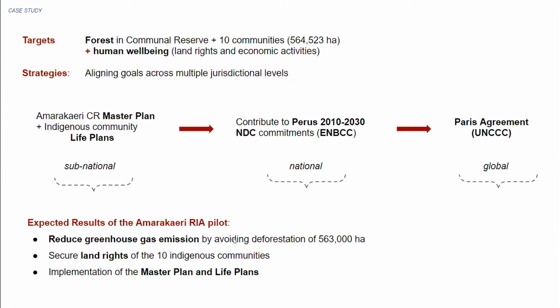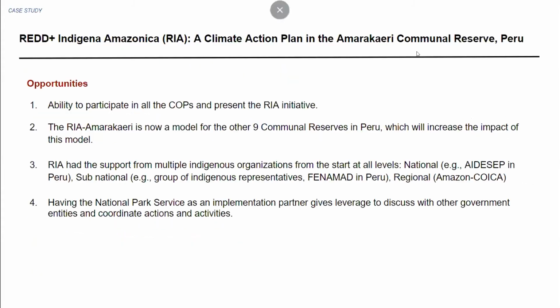So the expected results are to reduce current greenhouse gas emissions by avoiding deforestation of all the forests in the communities plus the protected area itself, secure the land rights of the 10 indigenous communities, and implement these master plans and life plans. So there were many opportunities and advantages, and like I said, this has been a very successful project in Peru, and today is a model.